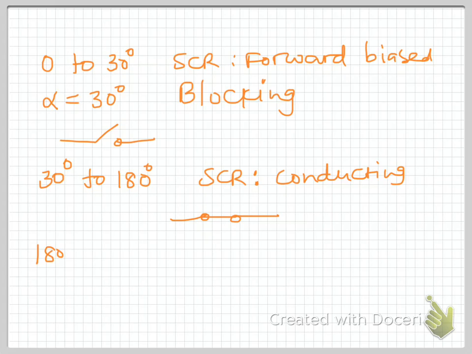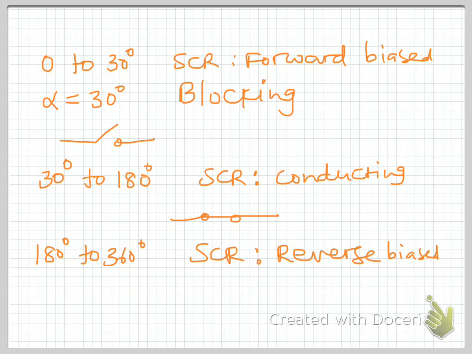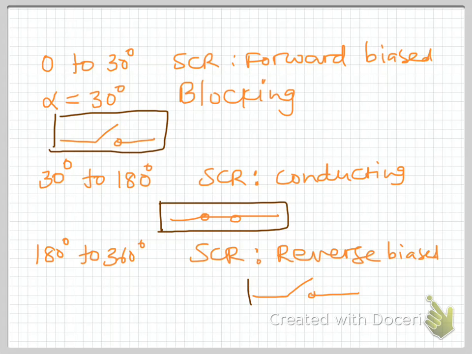Now comes the negative half, when the supply reverses its polarity. At that time the state of the SCR will be reverse biased, and we know that a reverse biased SCR is an open switch. Now we use these three states of the SCR and replace the SCR with its equivalent switch. So let's draw the equivalent circuits.